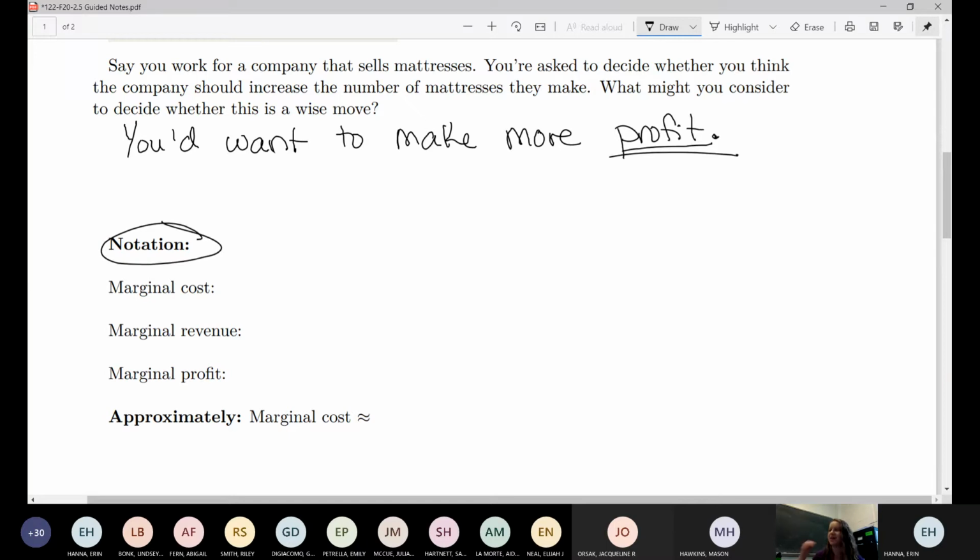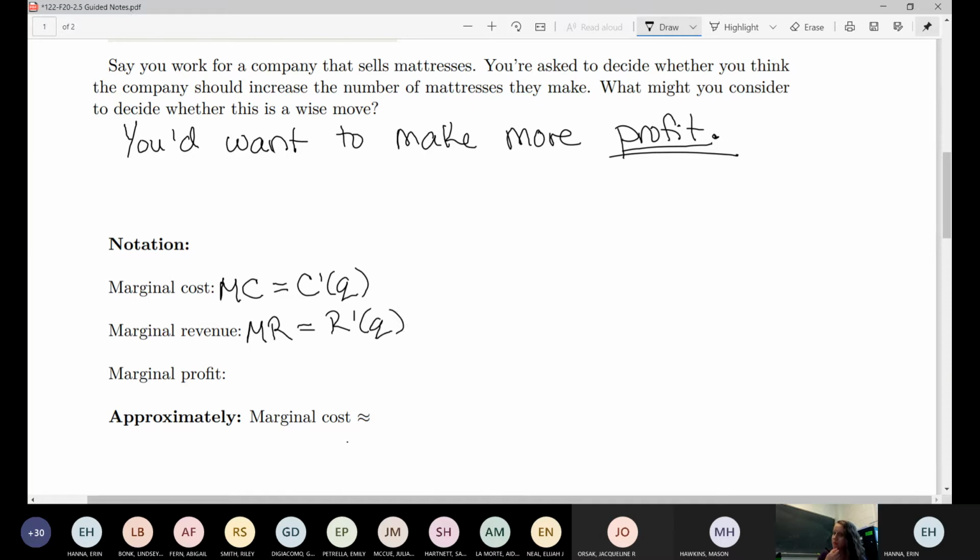I need this notation that we write down here to finish that. But we would essentially want to make sure that making any more mattresses is going to actually give you more profit. So some notation, because we're talking about marginal stuff here. Marginal cost will sometimes just be referred to as MC, but it's also the derivative of the cost function. Marginal revenue might be referred to as MR, but it's the derivative of the revenue function. And then marginal profit is the derivative of the profit function, which is pi, but you might see it as MP.